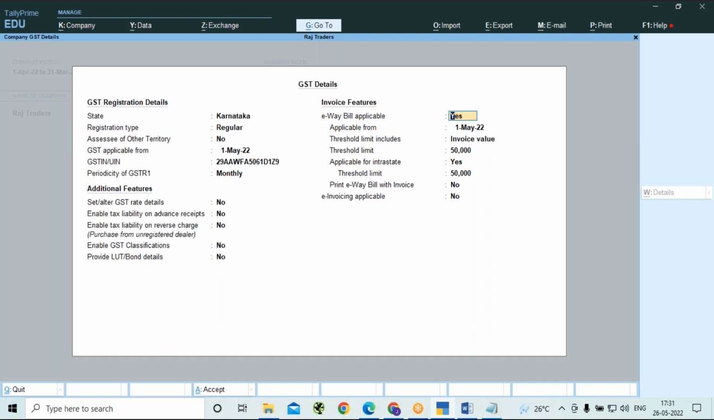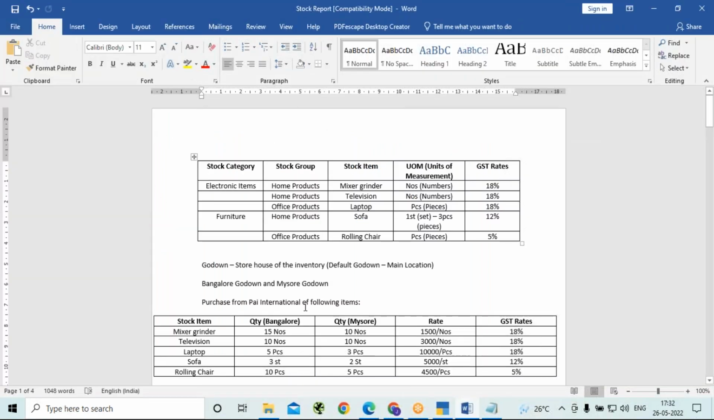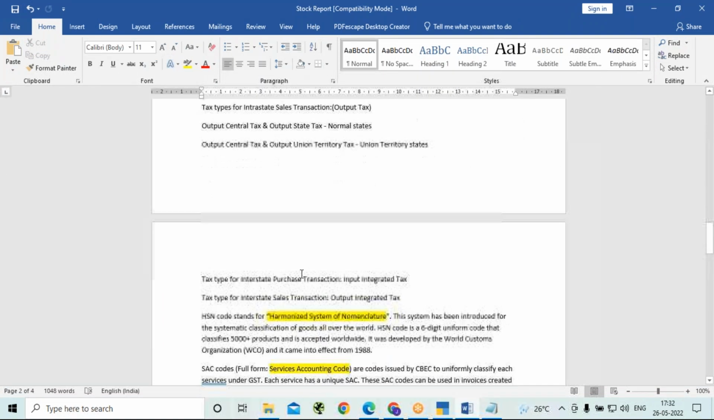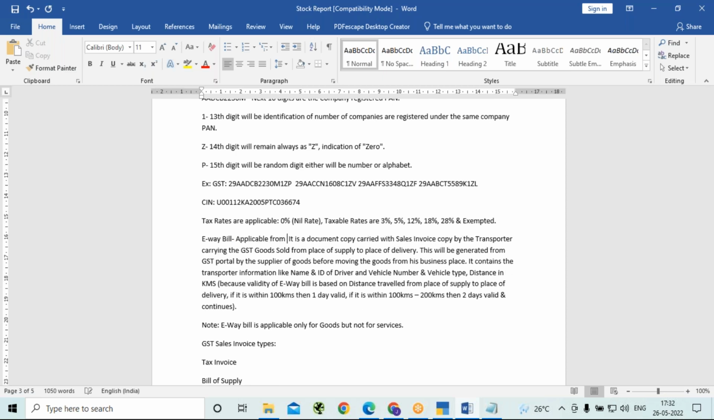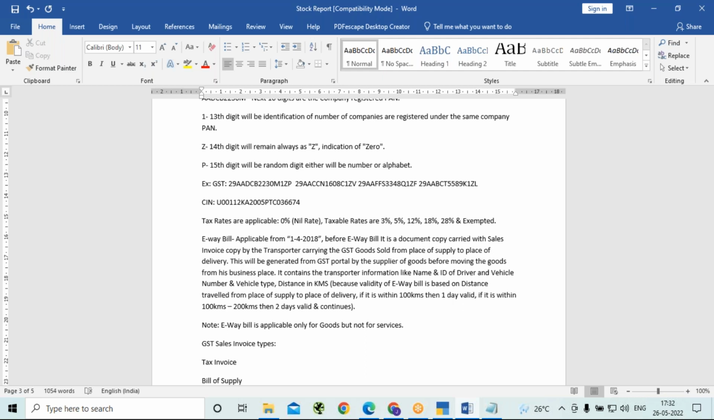The next thing is e-way bill is applicable. Yes, it is applicable. And from what date onwards is e-way bill applicable? It was actually being introduced. E-way bill is applicable from first of April 2018 onwards. Before e-way bill, it was e-sugam.